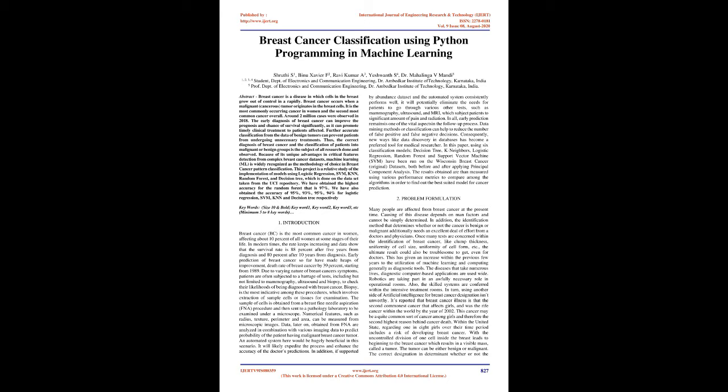Because of its unique advantages in critical feature detection from complex breast cancer datasets, machine learning (ML) is widely recognized as the methodology of choice in breast cancer pattern classification. This project is a comparative study of the implementation of models using logistic regression, SVM, KNN, random forest, and decision tree, done on the dataset taken from the UCI repository. We have obtained the highest accuracy for the random forest, that is 97%. We have also obtained accuracies of 95%, 93%, 95%, and 94% for logistic regression, SVM, KNN, and decision tree respectively.